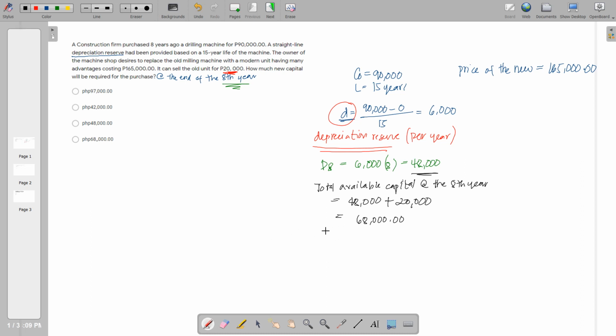So, pagbili mo ng bago, say, new capital required is equal to yung price ng bago, which is 165,000, i-minus mo itong na-accumulate na or available capital. So, therefore, this shall be equal to 97,000 pesos. So, this is the answer for the first problem.